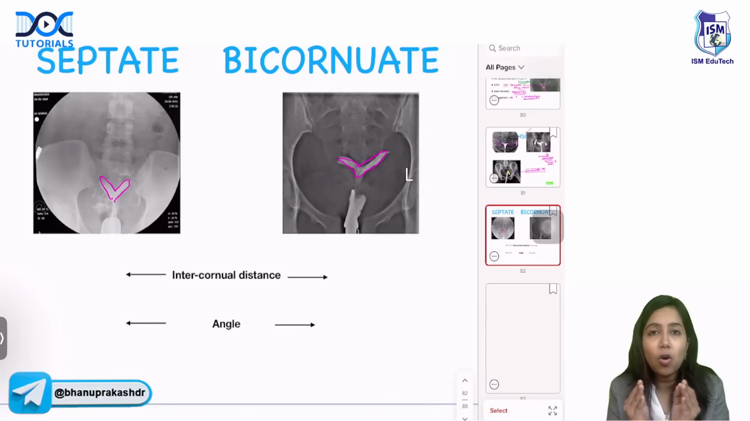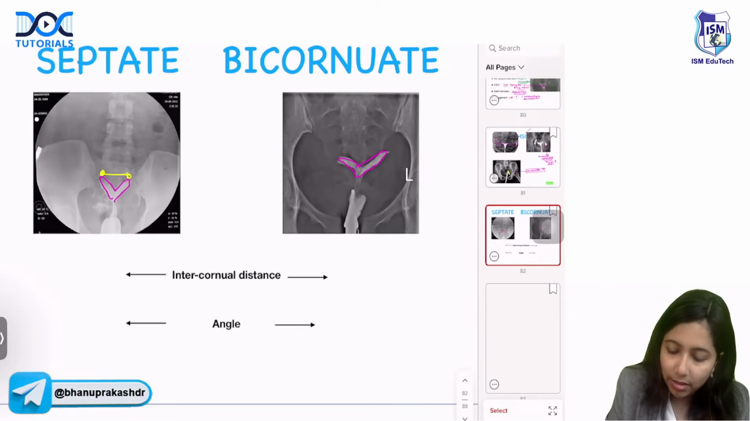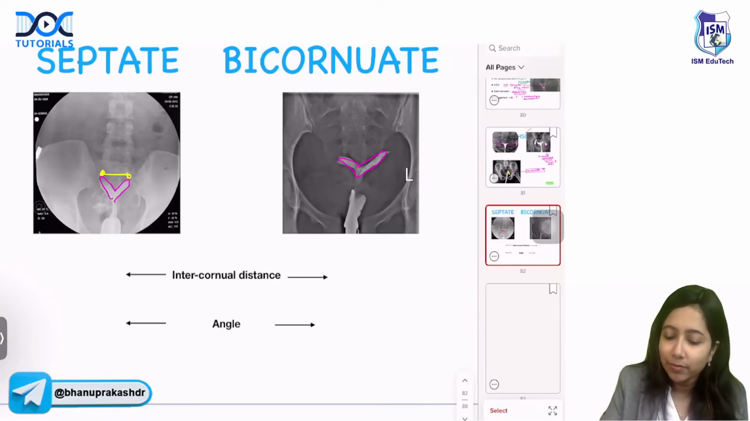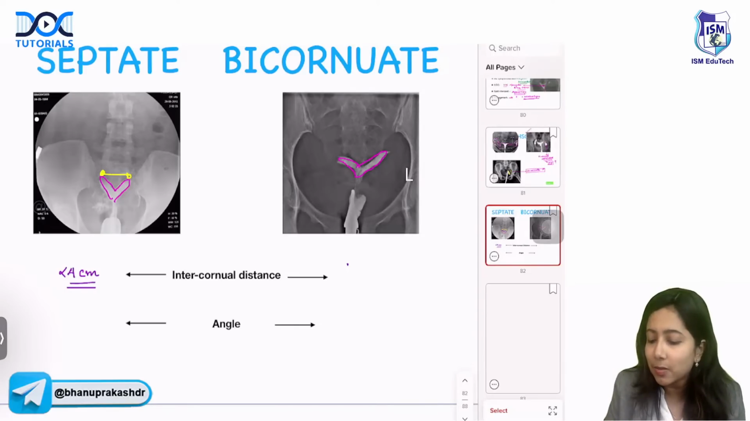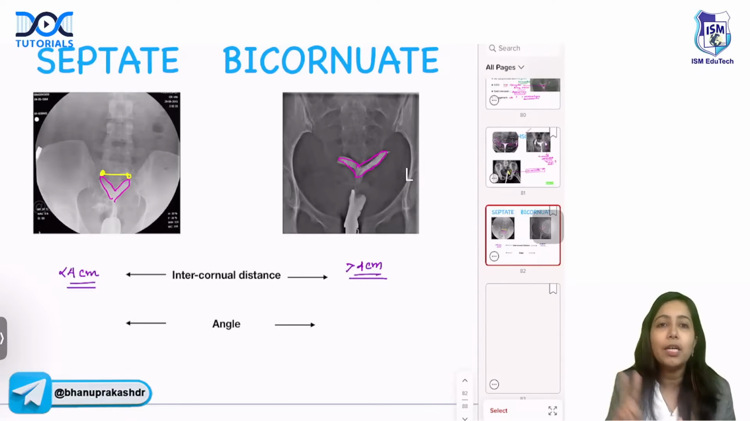So the intercornual distance, that is the distance between these cornua, let me mark it up for you. The intercornual distance is less. They are nearer in case of a septate uterus. The intercornual distance is less than 4 centimeter in septate, whereas intercornual distance is more than 4 centimeter in bicornuate. Just remember this, closer septate, bicornuate is further apart.